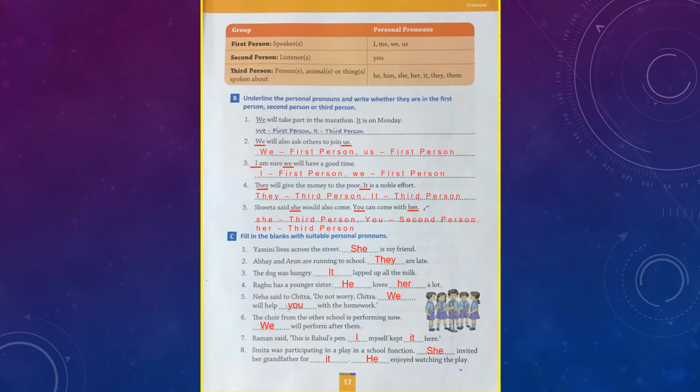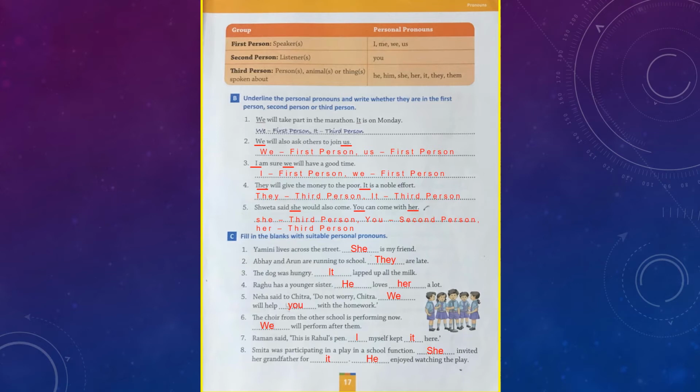So, the first example is already done for you. They have given you the sentence, we will take part in the marathon. It is on Monday. So, we is a pronoun and it is a pronoun. So, we underline the pronouns in the sentence. And then in the next blank line that is given to us, we are supposed to write which type of pronoun is we. Is it a first person, second person, or third person? Okay, so they have written for us, we is a first person pronoun and it is a third person pronoun. Let's start with other sentences.